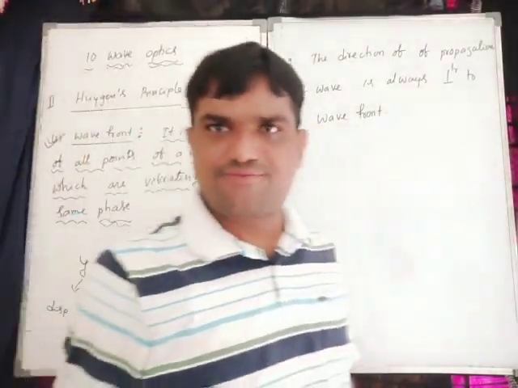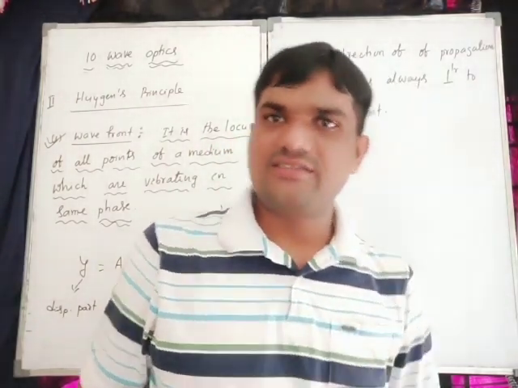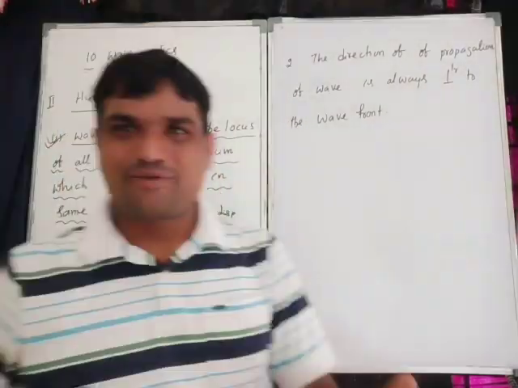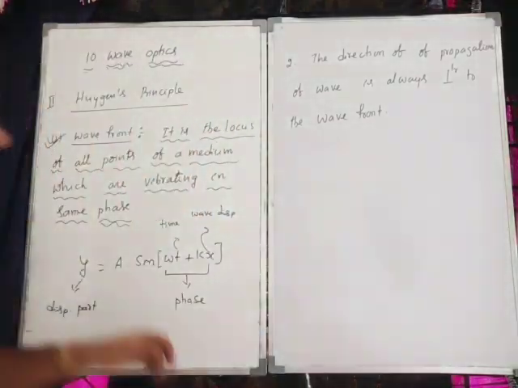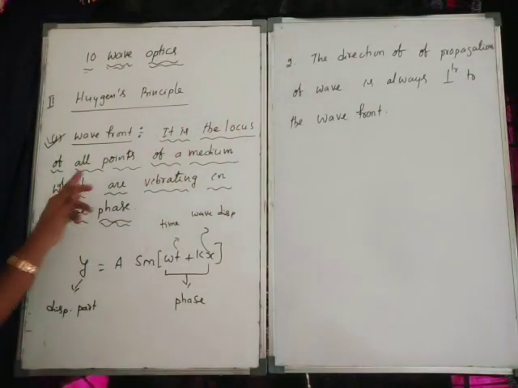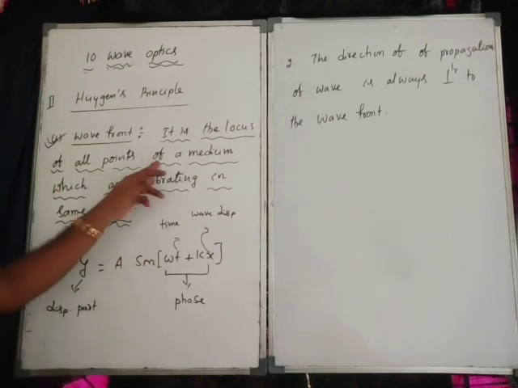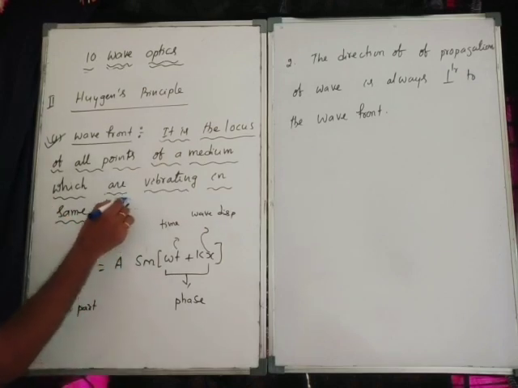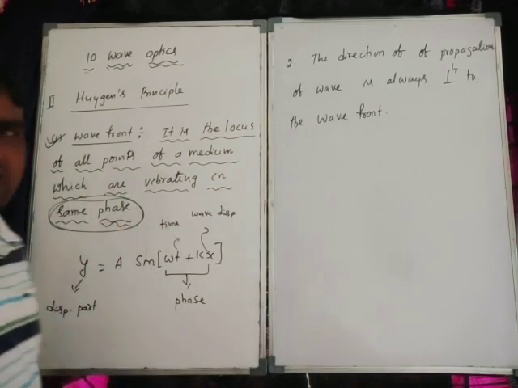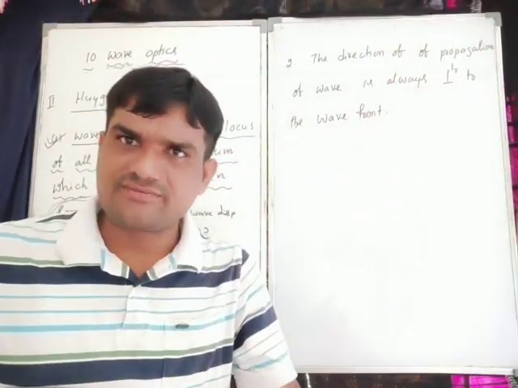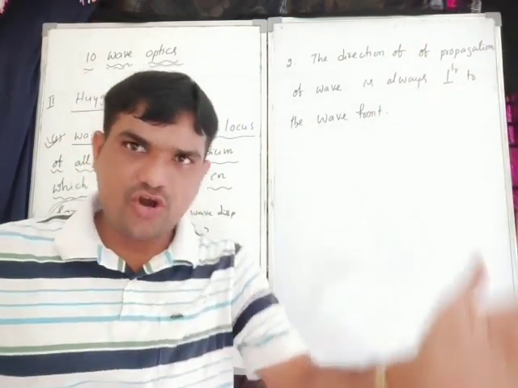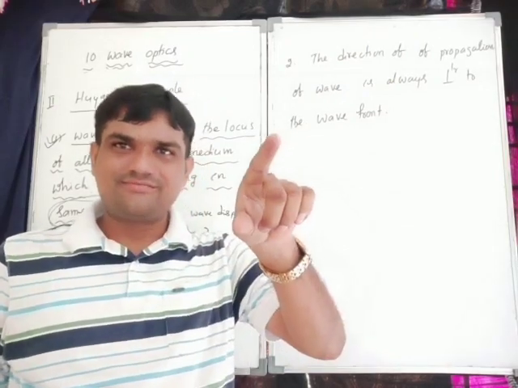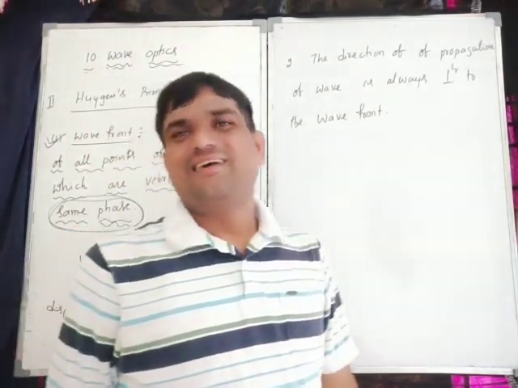All crests or troughs, we can join with a line. That line is known as a wavefront, but the definition we will give you is this: it is the locus of all points of a medium which are vibrating in the same phase. The words "same phase" are a very important part. At the same phase, we can join. That is the locus of all points. Join all the points, and that line, that sphere, is known as a wavefront.